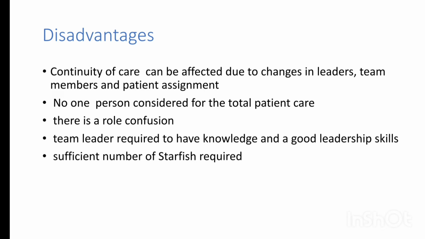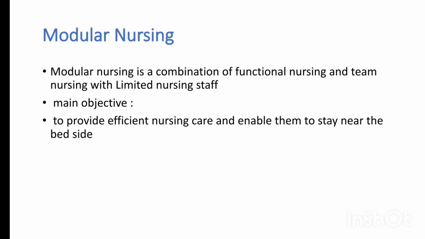Then no one person considers the total patient care. Here one problem is that sometimes the total patient care may be disintegrated, and there is a role confusion among the different members of the team. Then the team leader is required to have knowledge and good leadership skill. She should be efficient, then only they can manage this. Then a sufficient number of staff is required. That's another problem with this type of assignment. I think this is clear.